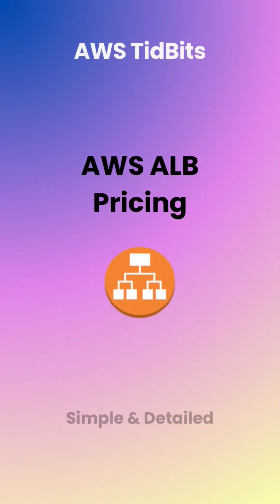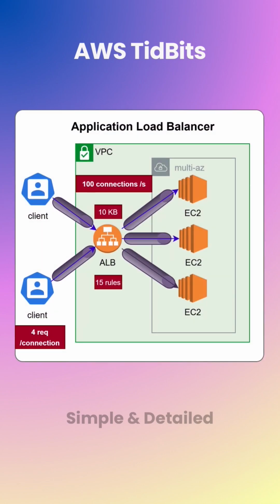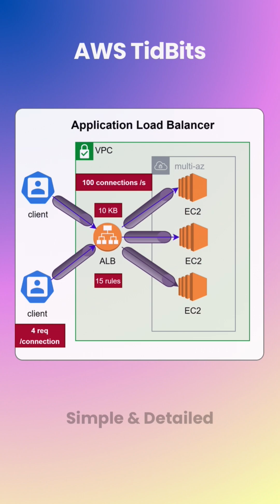Today we will see about AWS ALB pricing calculation. The pricing for the application load balancer has two components. One is for running the load balancer itself, and the other is the load balancer usage measured in load balancer capacity units (LCU). The usage of the application load balancer is determined by how much traffic it takes in, the amount of data that it processes, and the number of rules that it gets evaluated.